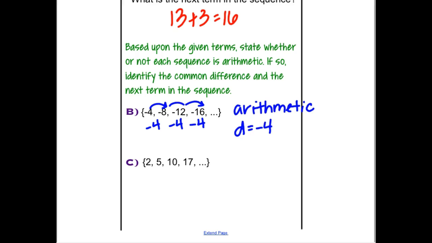And then we've got here term 1, term 2, term 3, term 4. So term 5, or T sub 5, is going to be negative 16 minus 4, which is negative 20.